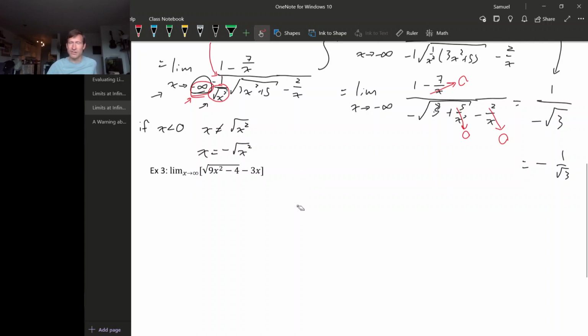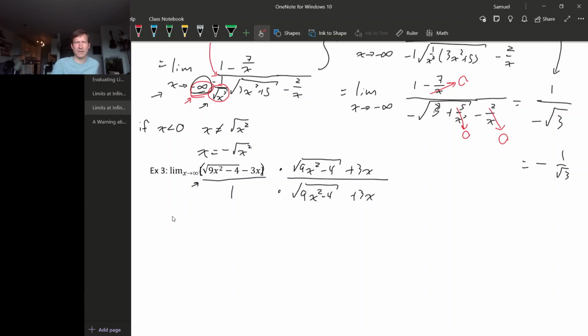Another thing that we could try, in situations where we have a square root, is this conjugate trick that we've used before. So if we write this as square root 9x squared minus 4 minus 3x over 1, we could use our conjugate trick and multiply the numerator and denominator by the square root of 9x squared minus 4, and then instead of minus 3x, plus 3x. And then do that in the denominator as well. Square root 9x squared minus 4 plus 3x.